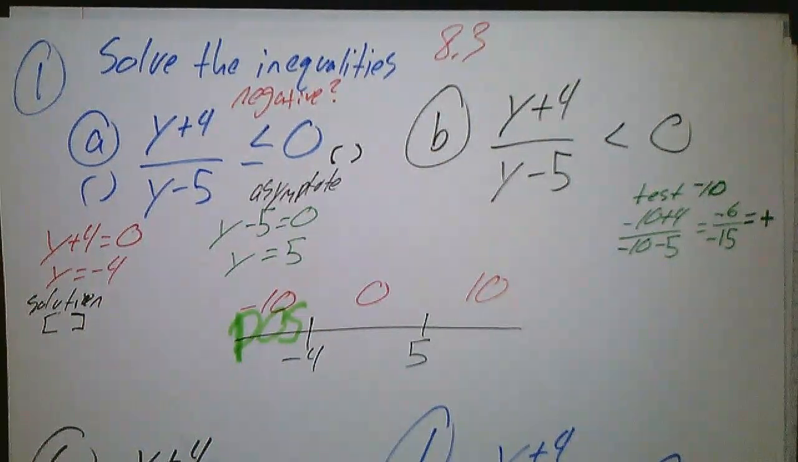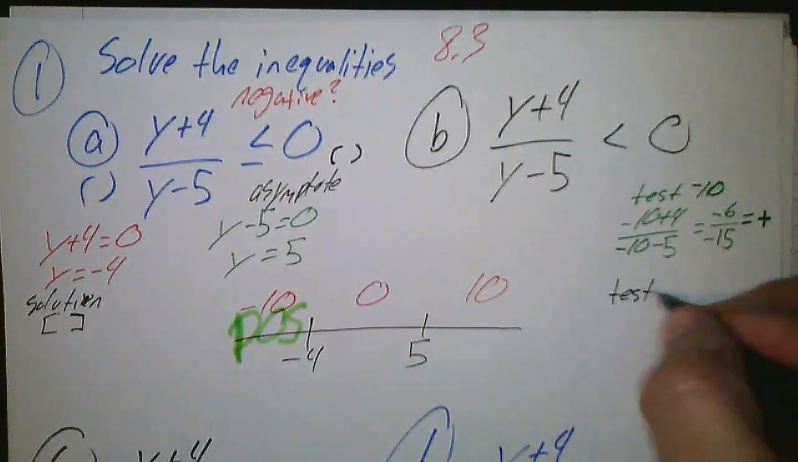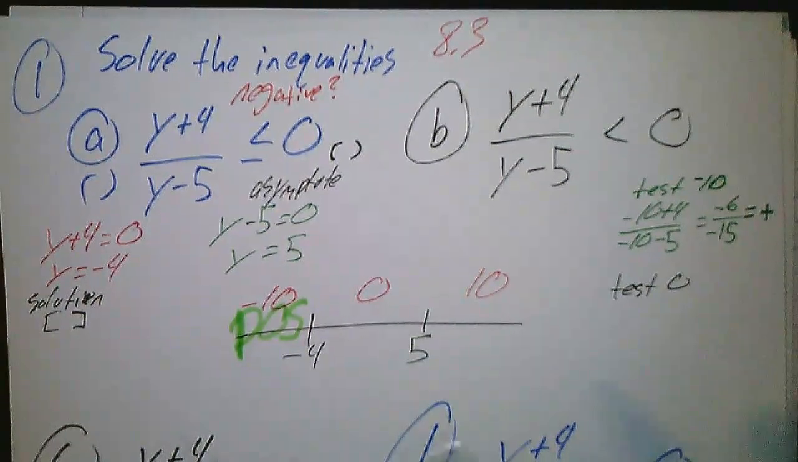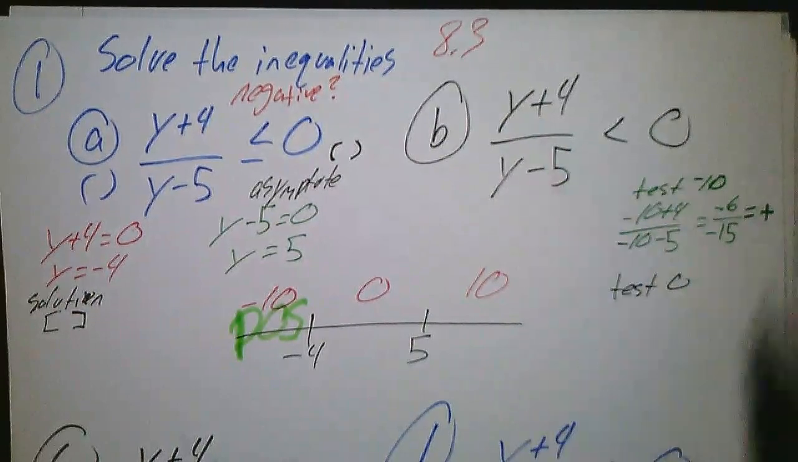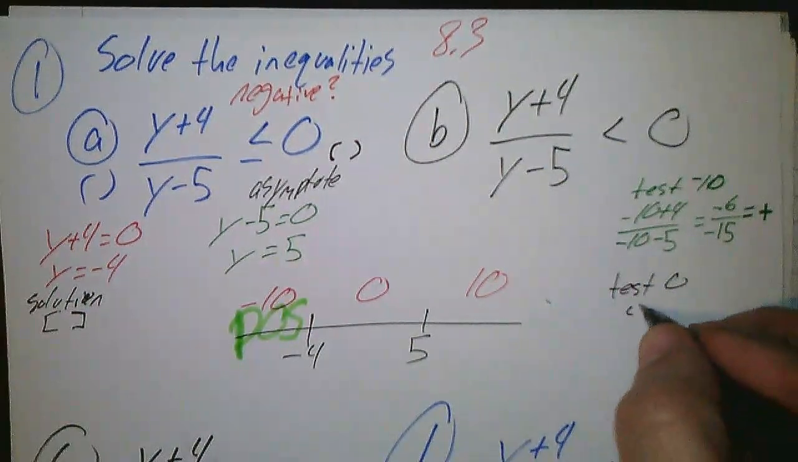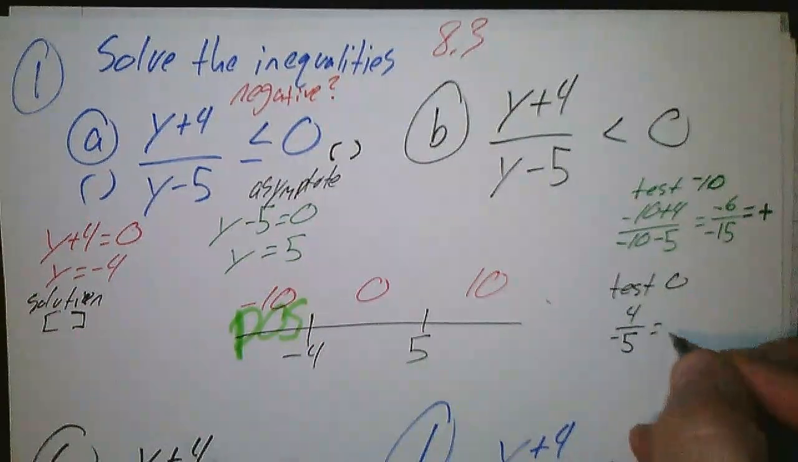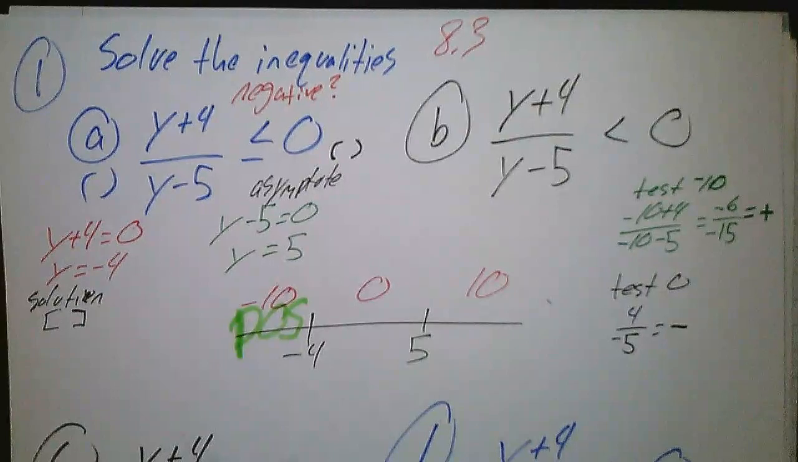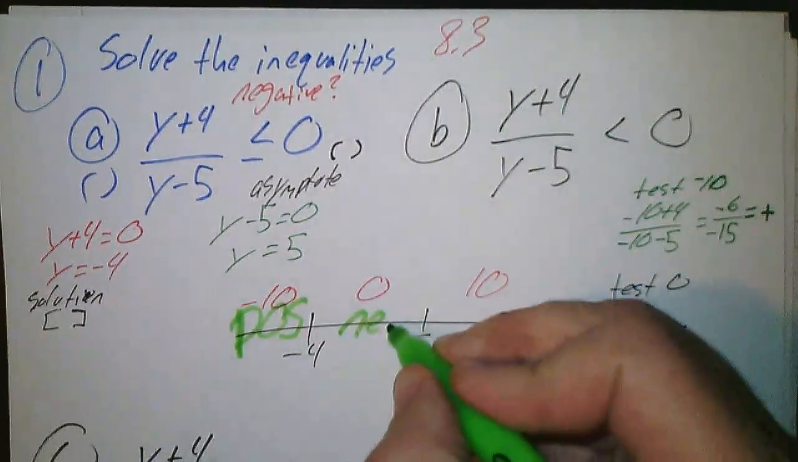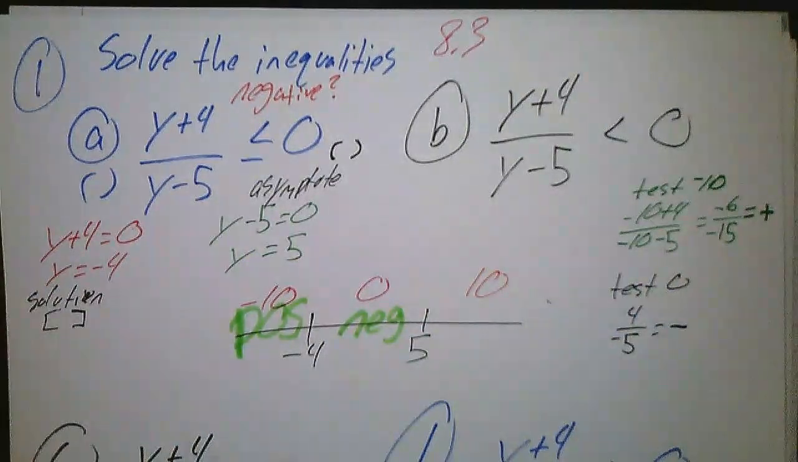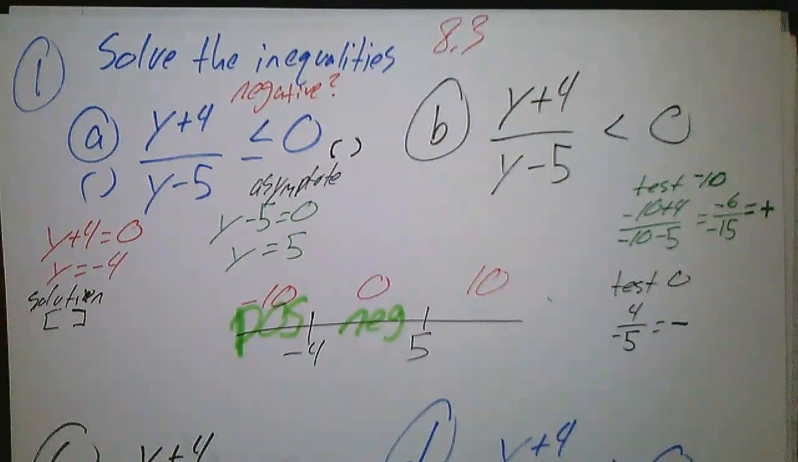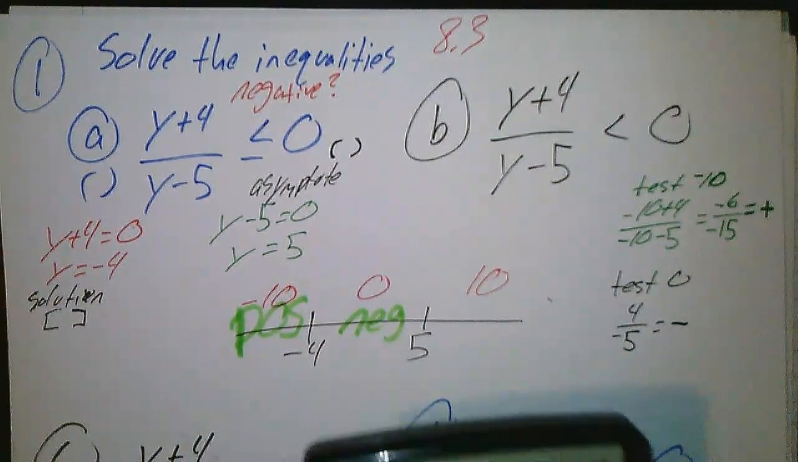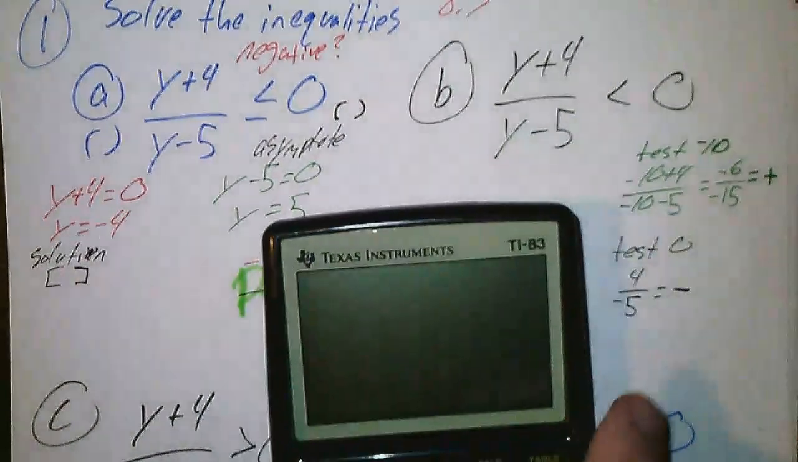If we test 0, if I zero out the y's, then we're just left with +4 over -5, which is a negative value. Again, we only care, are we above or below the x-axis? Or do we have a positive or negative value? Of course, we can check this in the calculator as well.